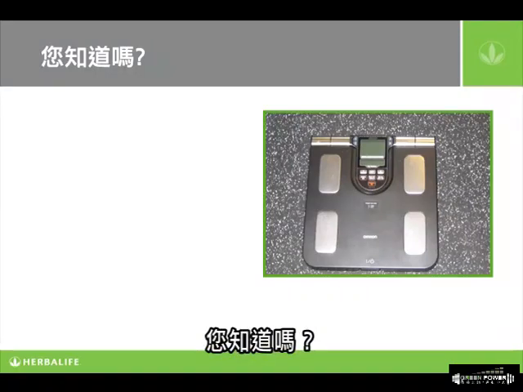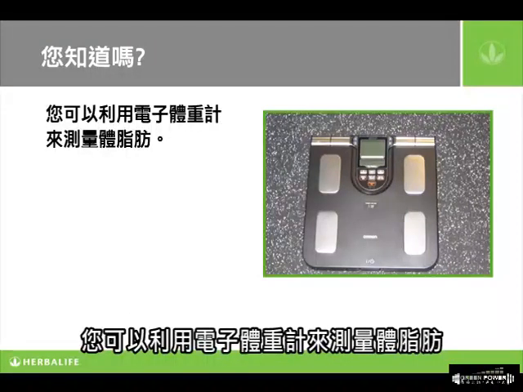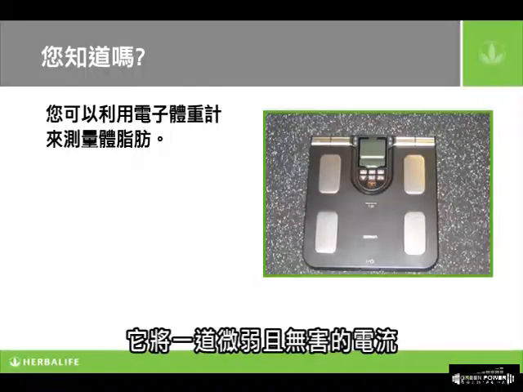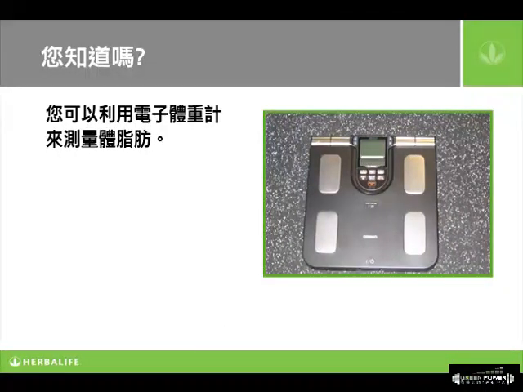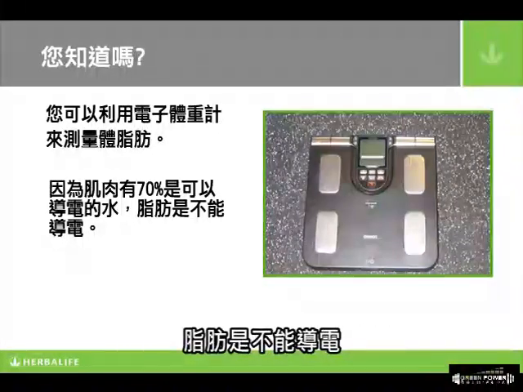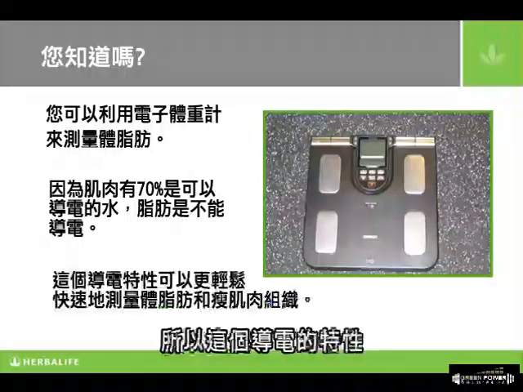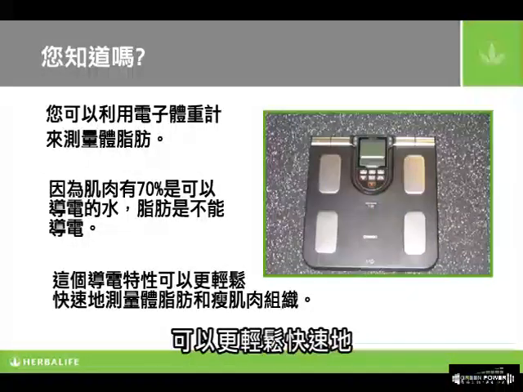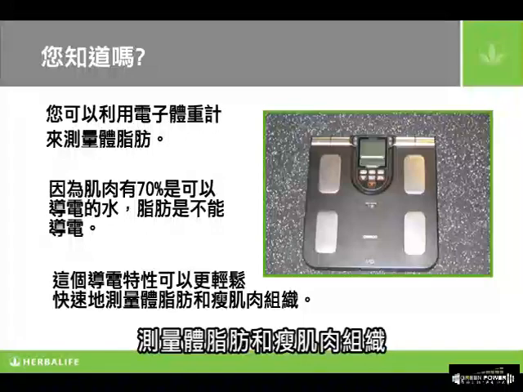Did you know? You can measure body fat using an electrical machine which sends a tiny and harmless electrical current through your body. Since muscle is 70% water, it conducts the current while fat does not. This electrical property allows you to measure body fat and lean body mass easily and quickly.